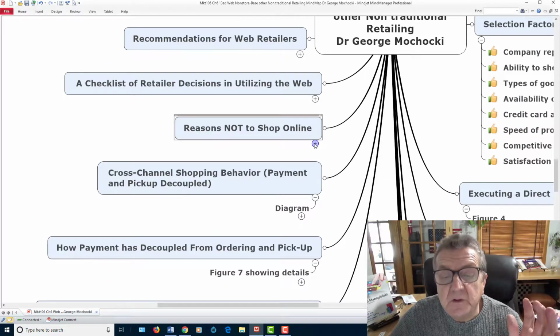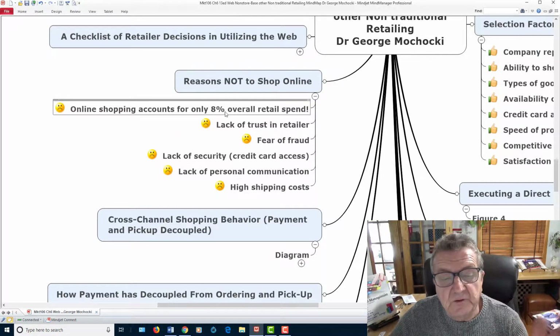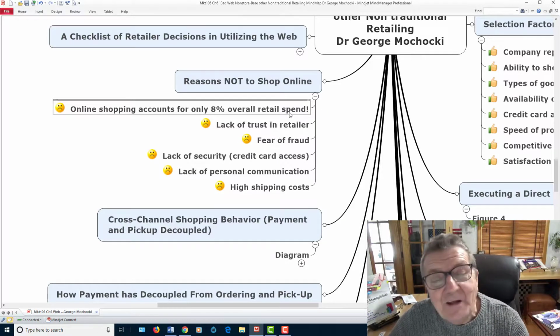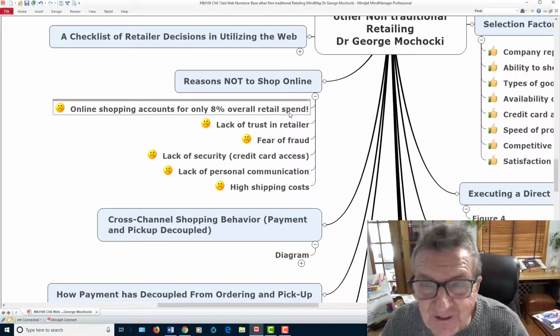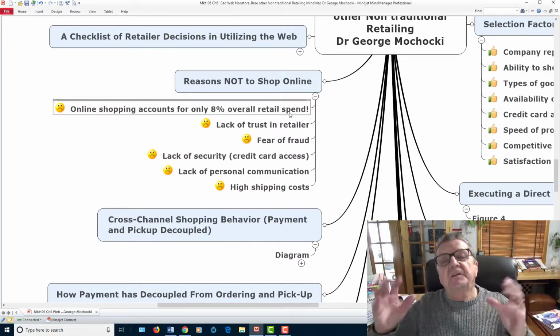Reasons not to shop online. Some people don't shop online, right? You don't trust a realtor. Online shopping only accounts for 88% of overall retail spending. Hey, it's overall. That's an average. I may get all my business online, it's good, but they're looking at industry, right?